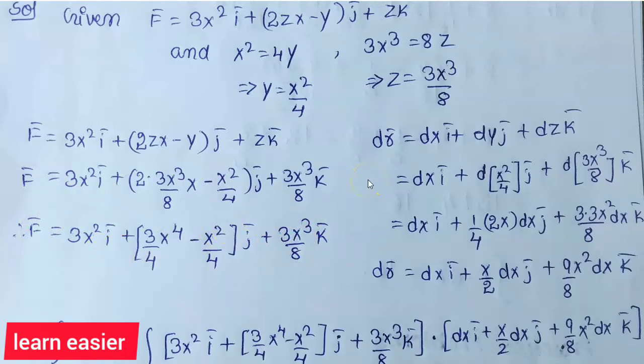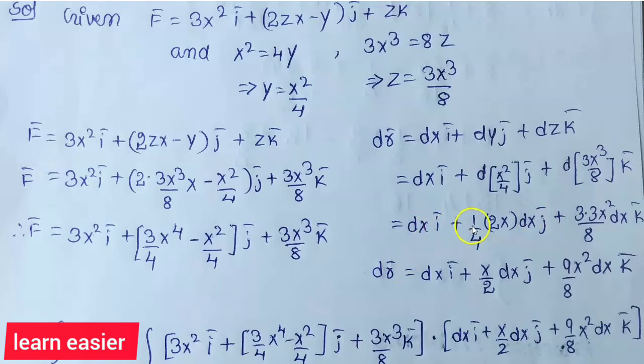Now we have to calculate dr bar also in terms of dx. Here is dx, but here is dy and dz. So for dy we use the curve x square equal to 4y, and y is x square by 4. So we take the derivative of y, x square by 4, into j bar, plus the derivative of z, 3x cube by 8, into k bar.